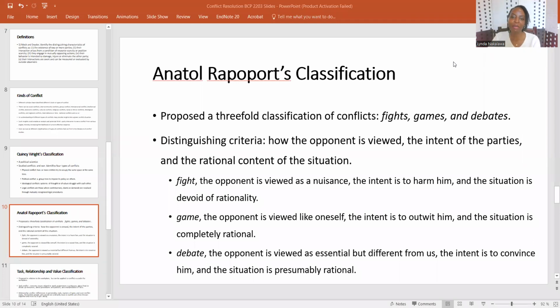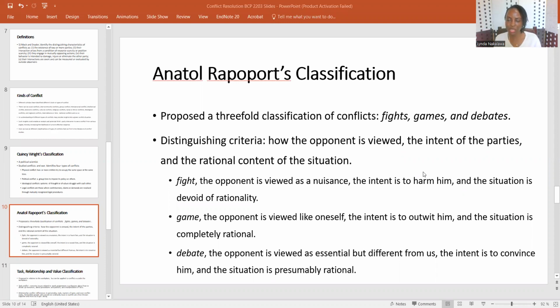Games. Yeah. By the time people are telling me what they were involved in, most probably they have understood what I am talking about. But let us see what Rappaport defines these 3 as. He talks about the distinguishing characteristics between all these 3. Depends on the difference between fights, games, and debates. Depends on how the opponent is viewed, the intent or the goals of the different parties, and the rational content of the situation.